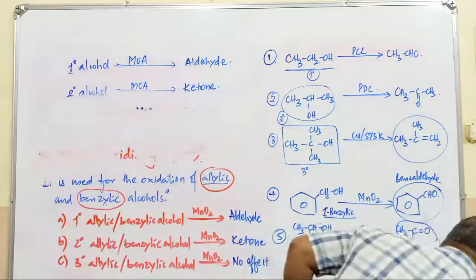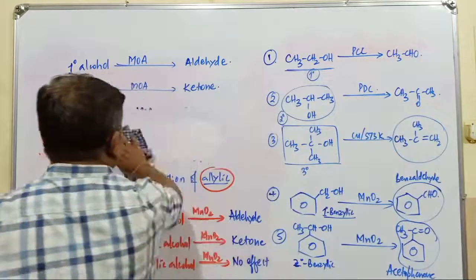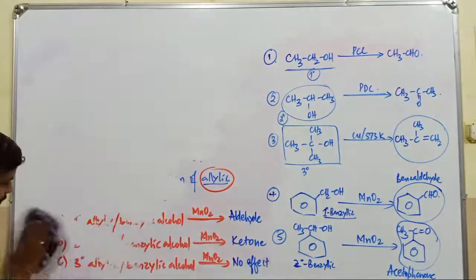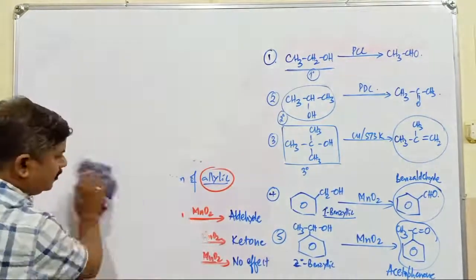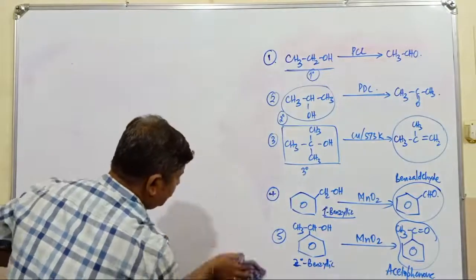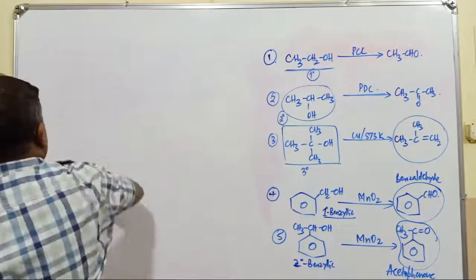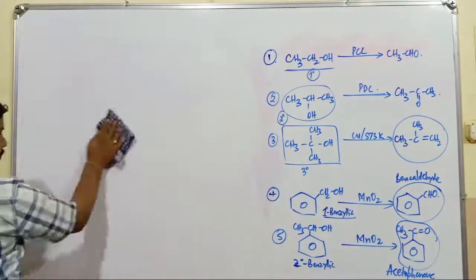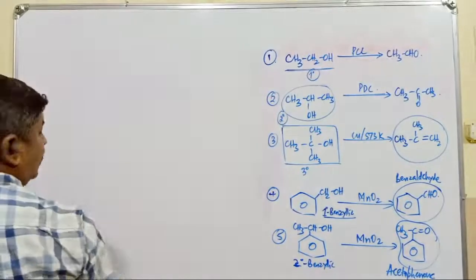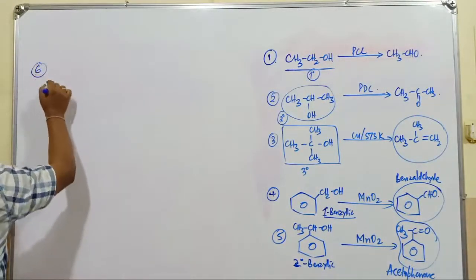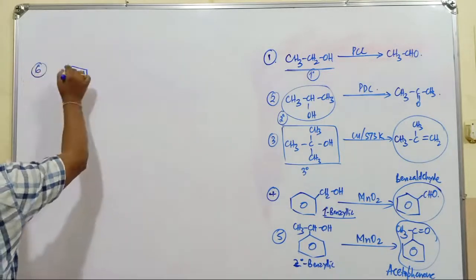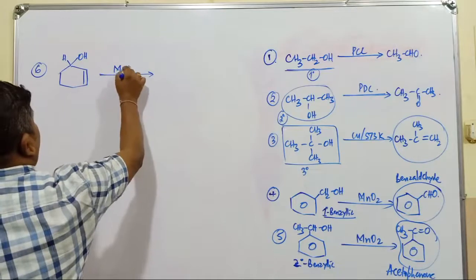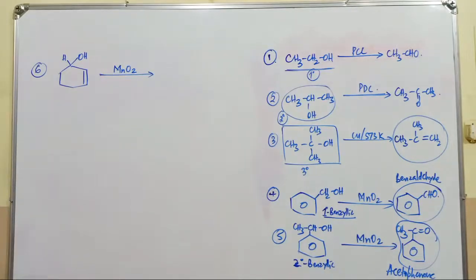Next example. Number 6. Sixth one. OH, this is H, MnO2, manganese dioxide. What is the product obtained in case of this alcohol?